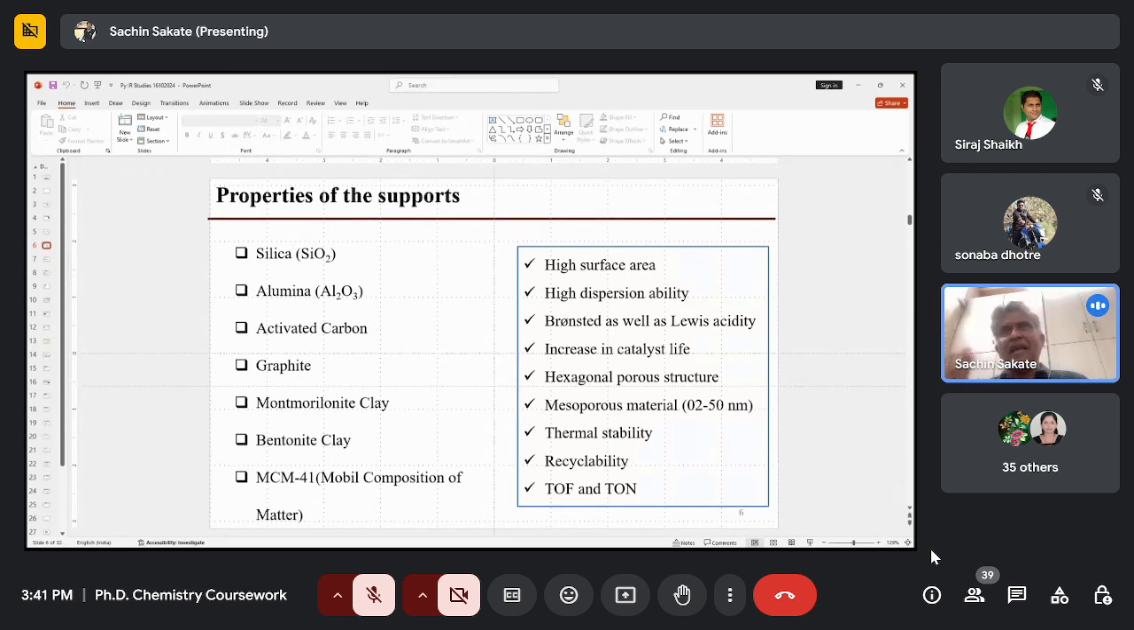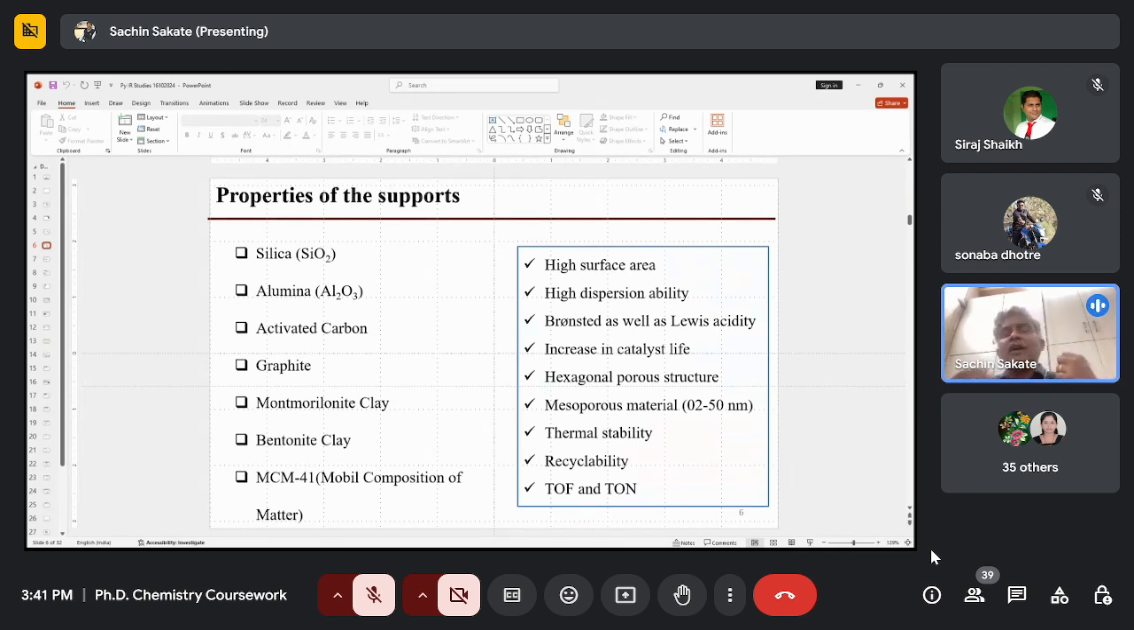Montmorillonite clay, that is MMT. Some people call it China clay. Why I'm telling silica, alumina, activated carbon, graphite: up to activated carbon, you have a very limited surface area. But once you go for graphite, MMT, bentonite clay, and MCM41, you have a huge surface area.